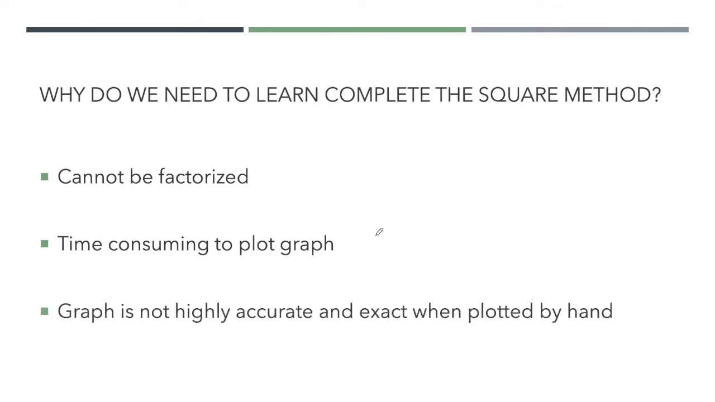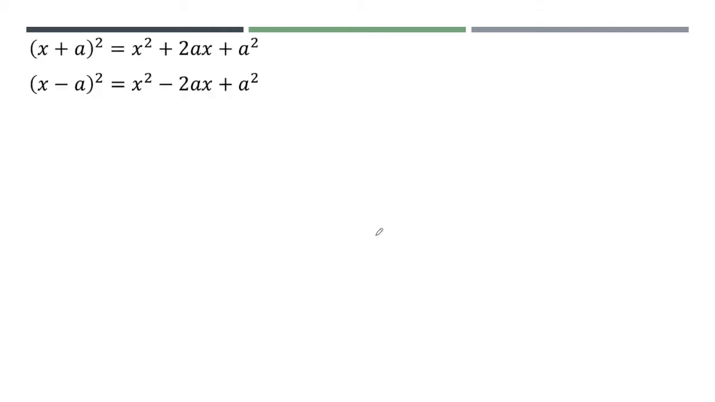Plus, it will not be highly accurate and exact, especially when it's plotted by hand. I can safely say that there's no two graphs plotted by students that are exactly the same. So sometimes you also doubt yourself when you want to read off your graph for the answer, you just like, can I trust my own graph? So this is why you want to learn complete the square method. Let's start with this example here.